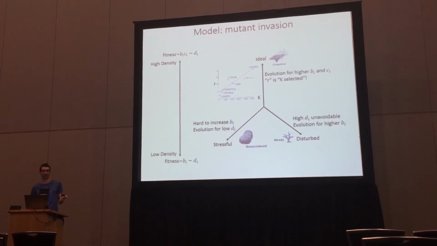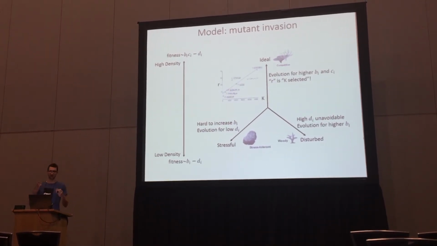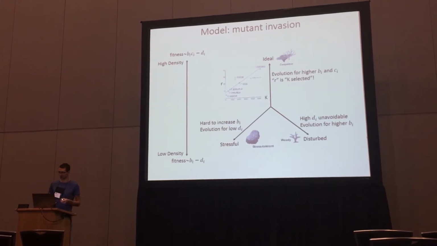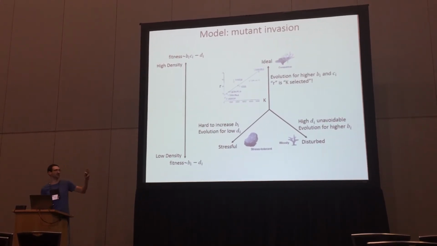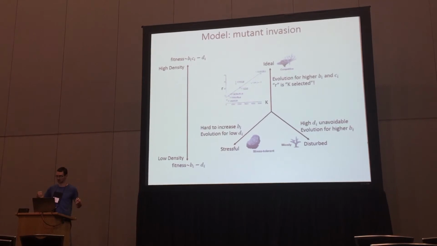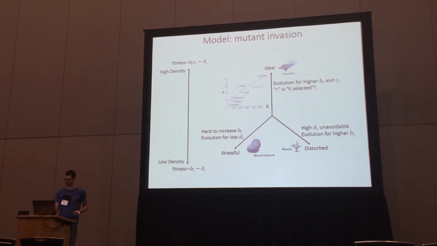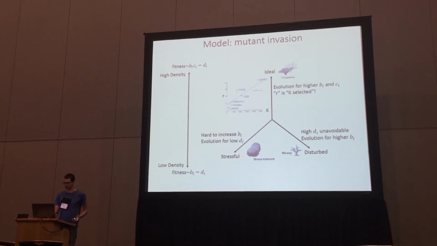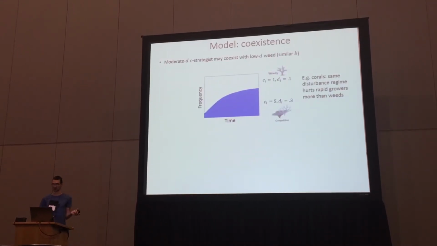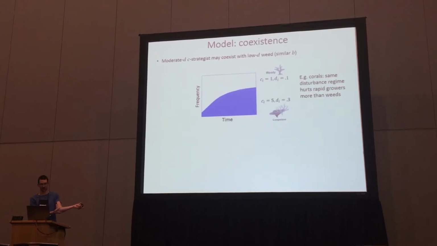I'll mention that usually when people think of Grime's triangle, they think of trade-offs, constraining things into a triangle. We haven't invoked any trade-offs here. This is just about the key axes that are pulling you in different directions. So this is independent of trade-offs or any assumptions about what the mutations are doing. So that was just the invasion analysis of that model.